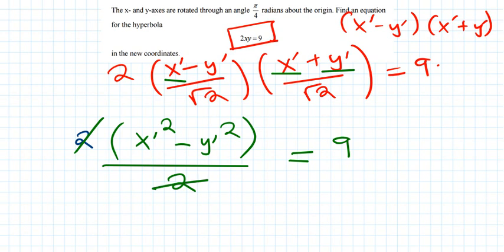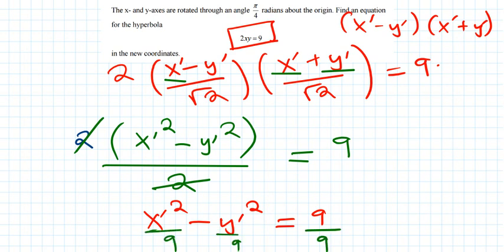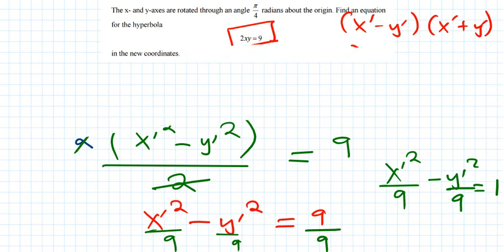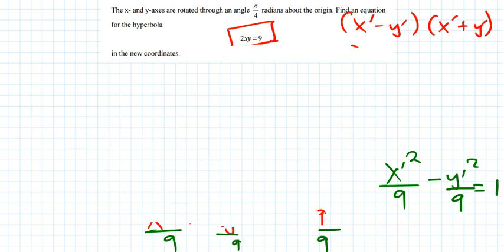The 2 would divide, and then you remain with x prime squared minus y prime squared being equal to 9. At this point, to express it in the form of a hyperbola, you want to have a 1 on the right. So divide by 9, divide by 9, divide by 9. So you have x prime squared over 9 minus y prime squared over 9 is equal to 1. Okay, so you have it now in that form. So you've now found the equation for the hyperbola in the form that we wanted in the new coordinates. Okay, and there we are.